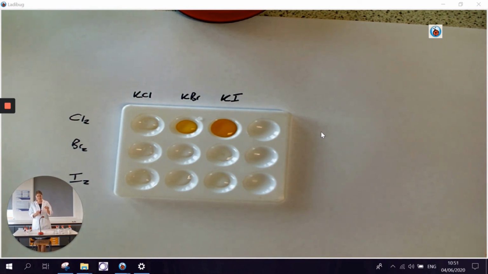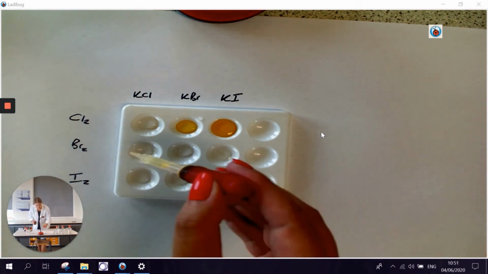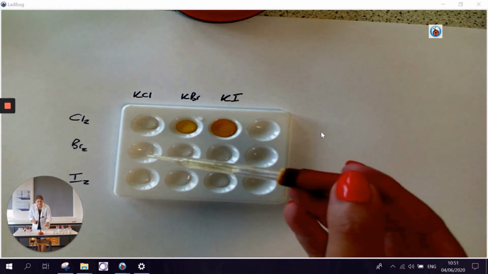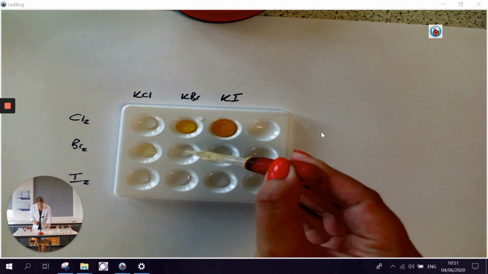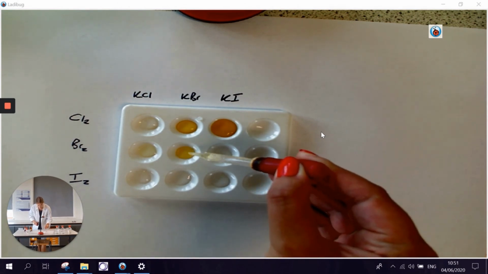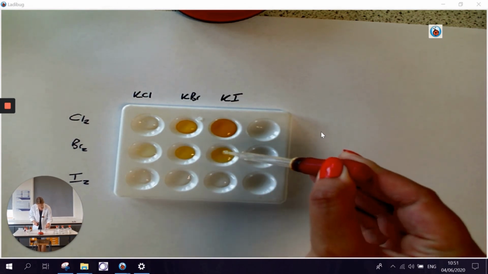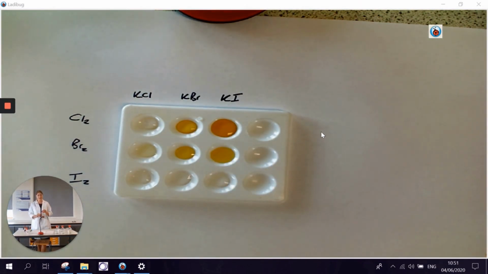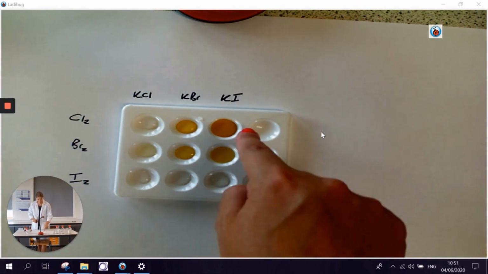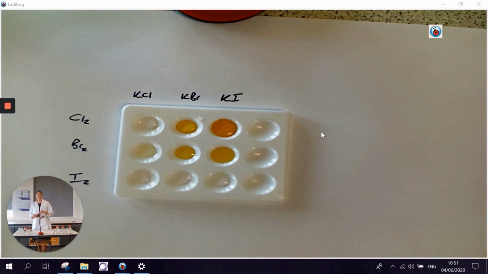Next, let's add the bromine water. Now this is slightly pale yellow to begin with, so I'm just looking for it to change any more than its already pale yellow colour. Bromine won't react with itself, so we'll discount that one. And you can see we've got a slightly darker colour here, which means iodine is less reactive than bromine. Bromine's more reactive than iodine.